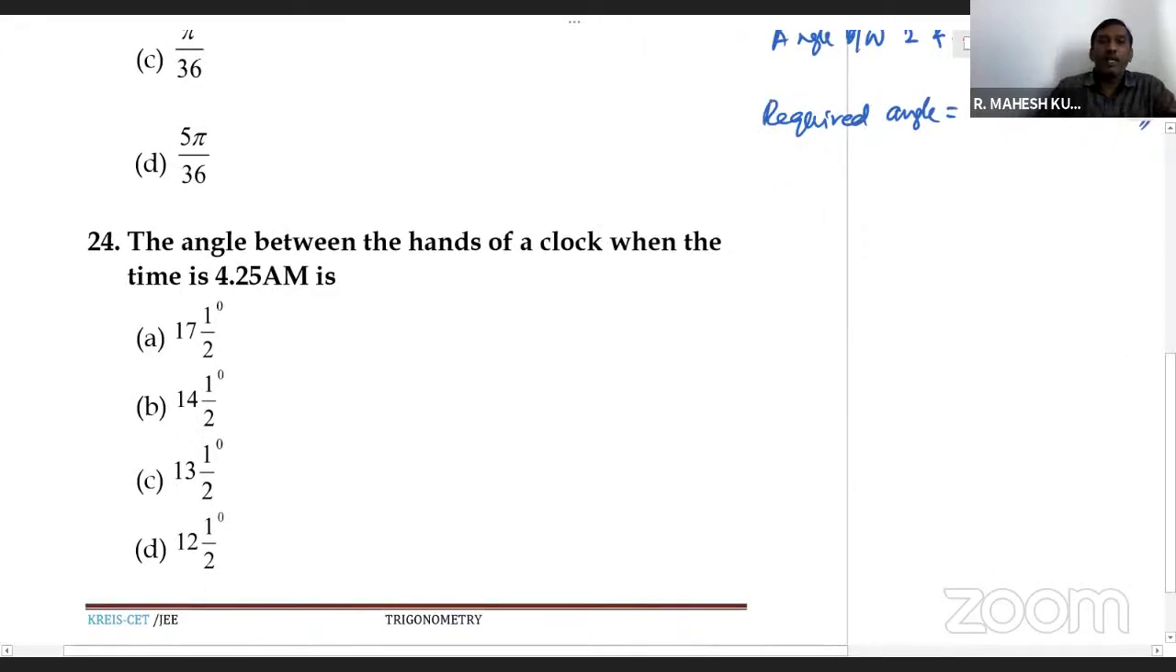Look at the 24th question. The angle between the hands of a clock when the time is 4 hours 25 minutes. Very similar to the previous question. Find out the position of the hour hand and the minute hand at 4 hours 25 minutes. So you have 3, 4 and 5, and next 6 comes like this. At 4 hours 25 minutes, the minute hand will be exactly at 5.